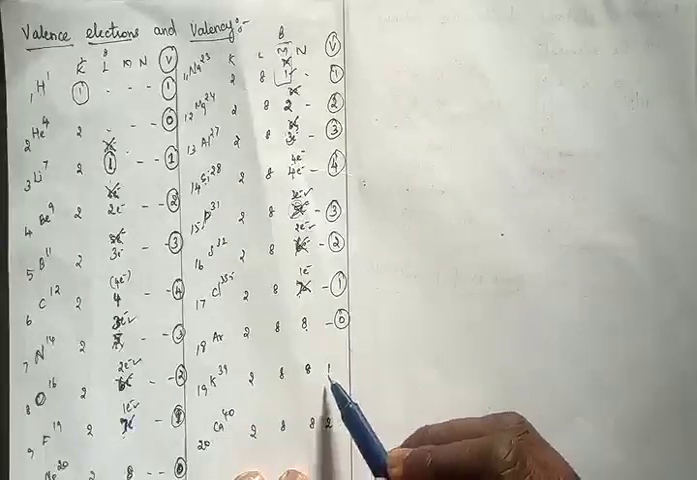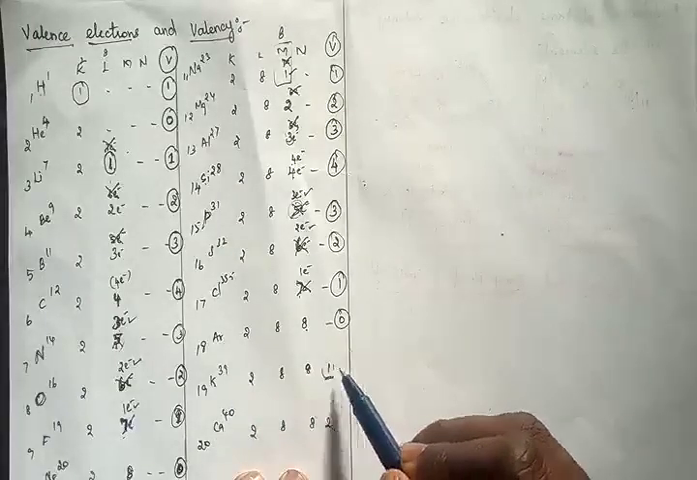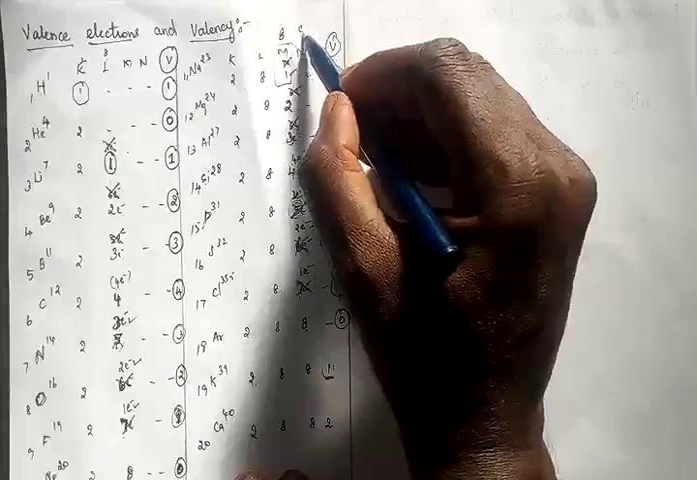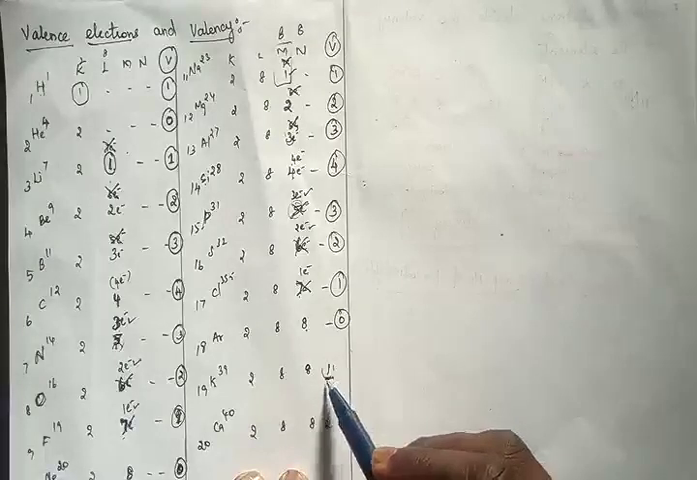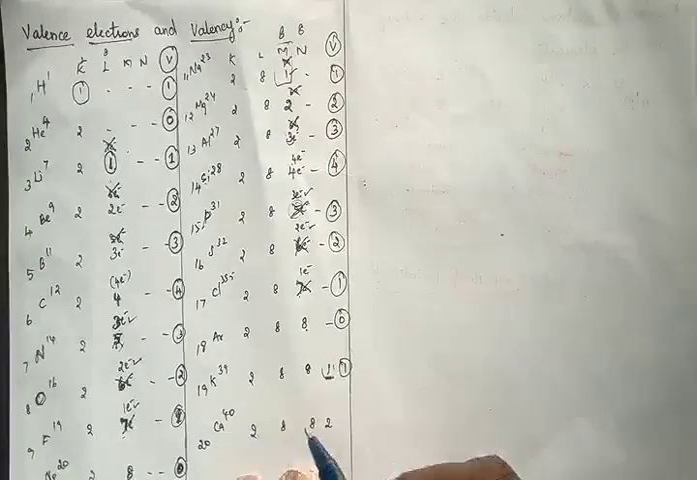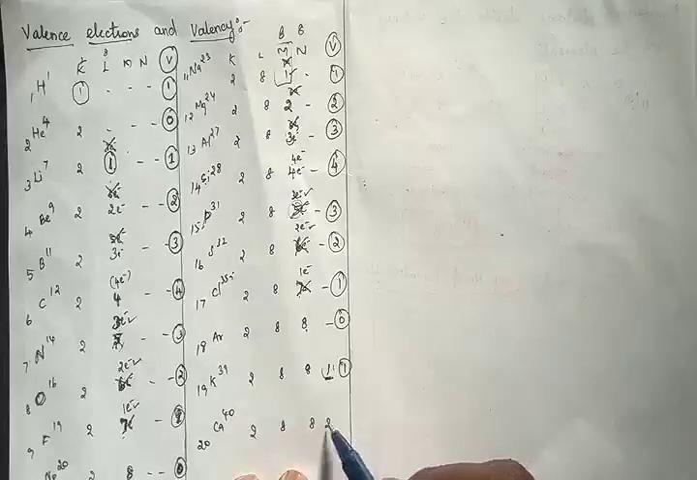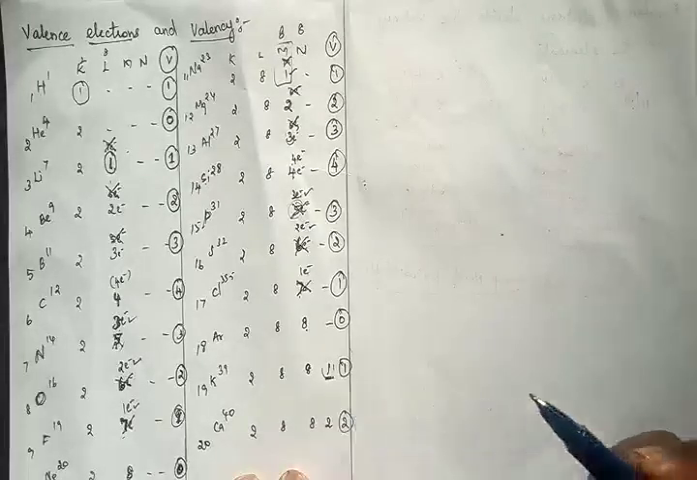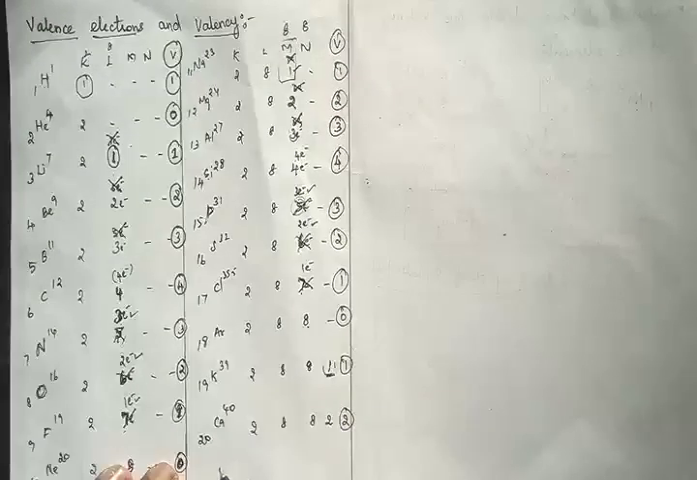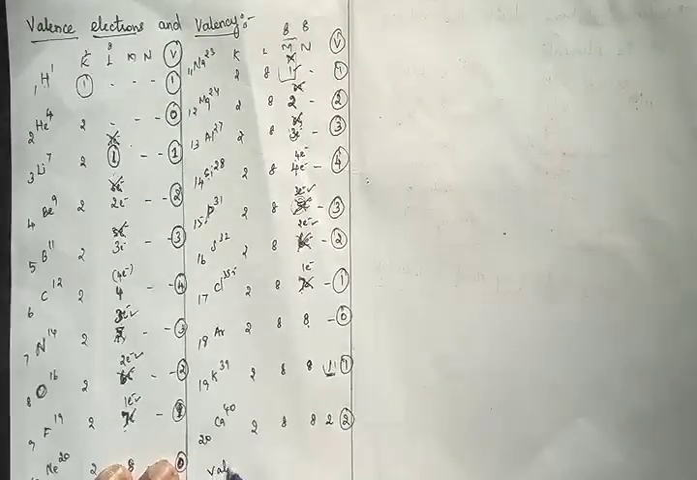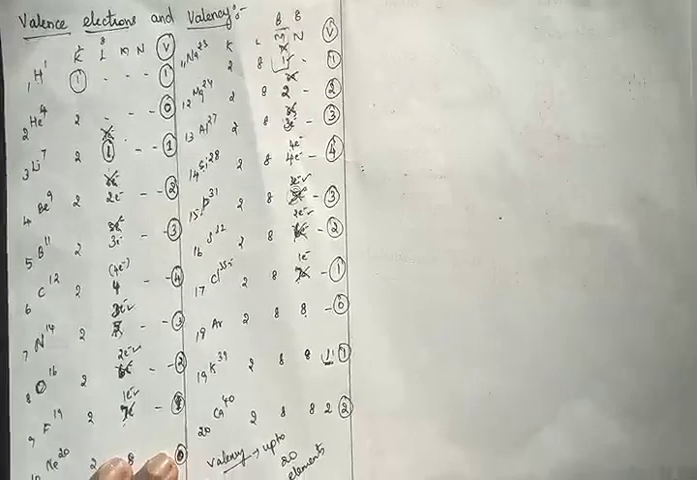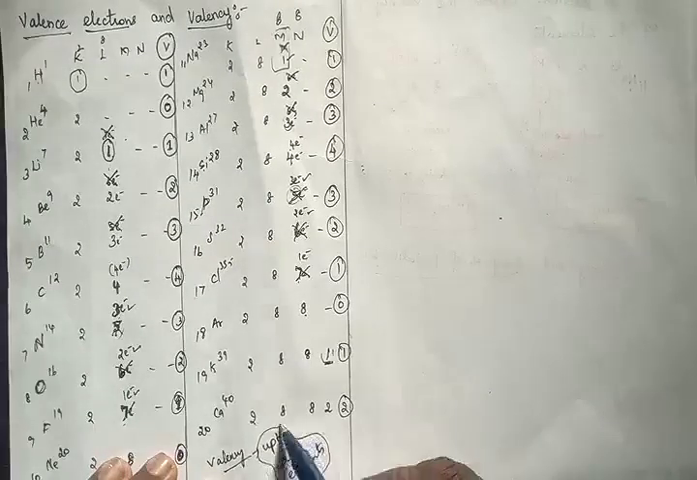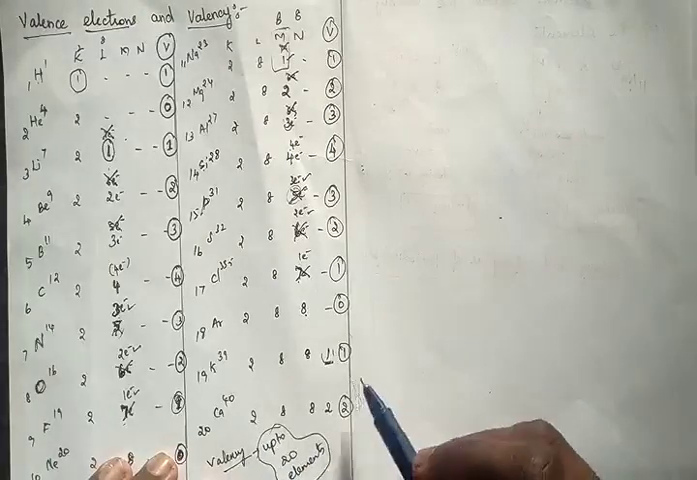Come to potassium. The valence shell has 1 electron, so losing 1 electron is easy. The maximum capacity is 8, so gaining 7 electrons is a tough process, losing 1 is easy, so the valency is 1. Calcium: gaining 6 electrons is tough, losing 2 is easy, so the valency is 2. So this way of calculating valency is applicable up to 20 elements only; not more than 20 elements, this concept will not work.